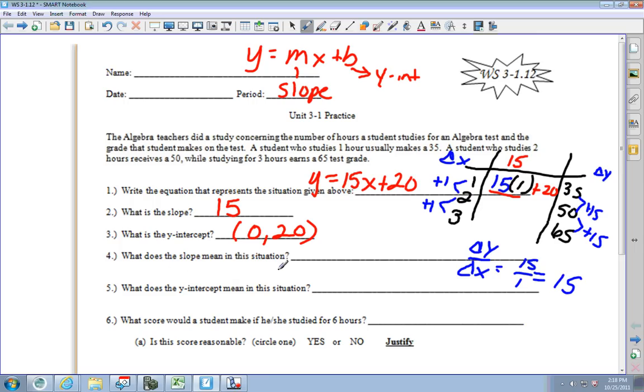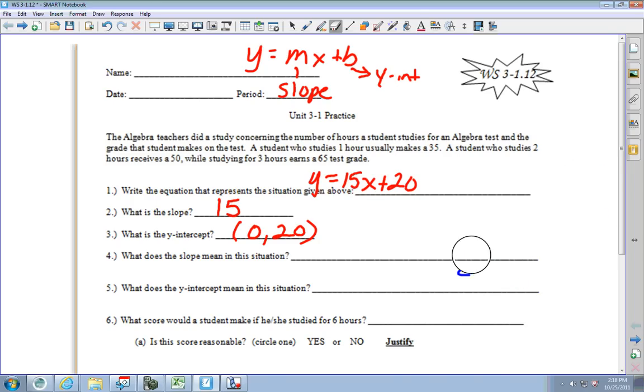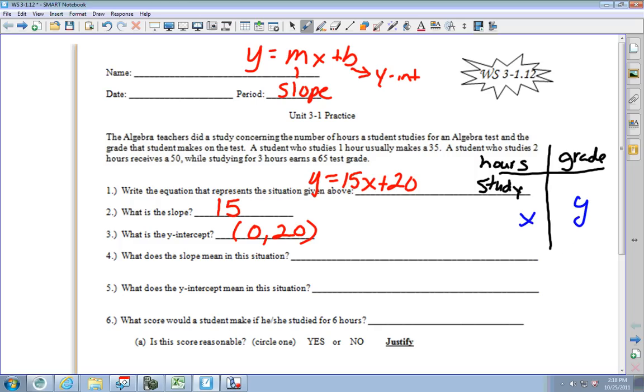Now it says, what does the slope mean in this situation? Well, I'm going to erase all this over here, so let me erase this. First off, I need to have, like on a table here, this is the hours, the x is the hours studying, and this is your grade. I just said this is x and this is y. Okay, what does it mean? Y per x. Y is your grade, so it's your grade per hours studied.